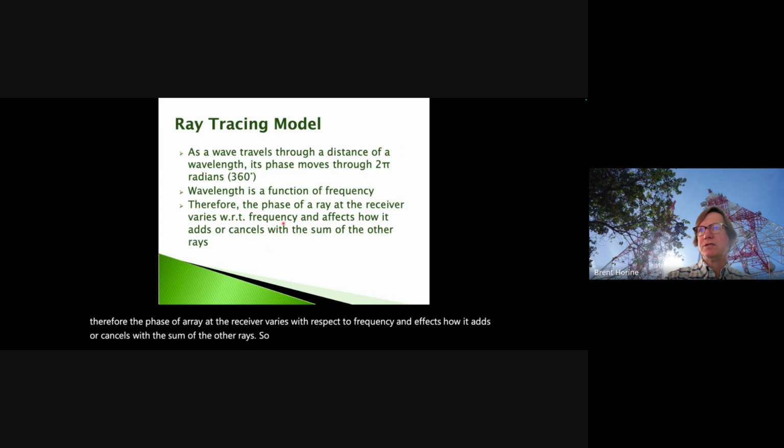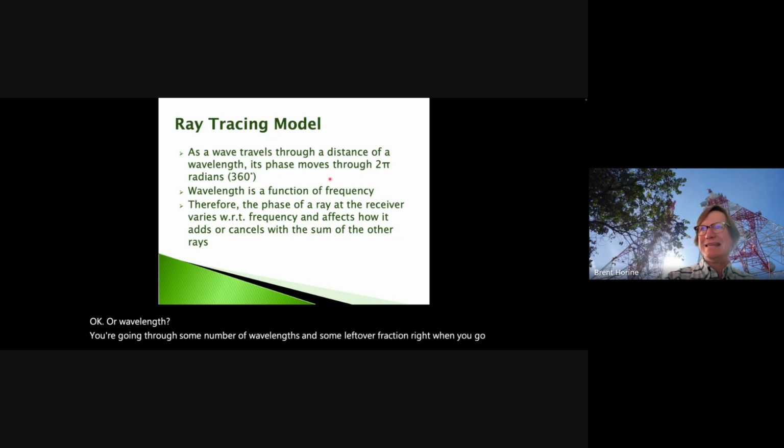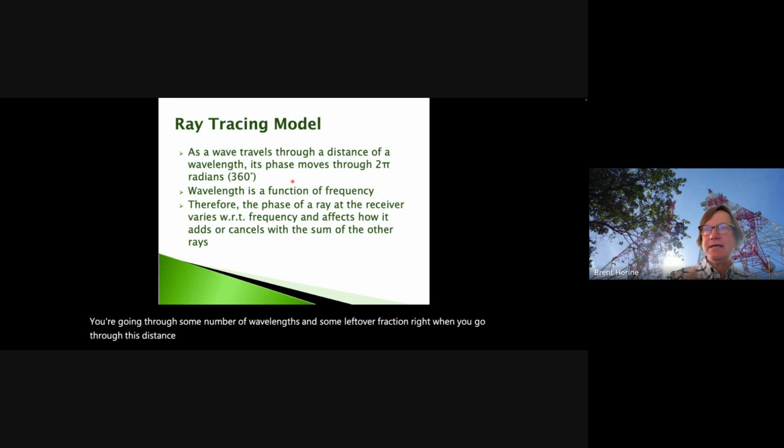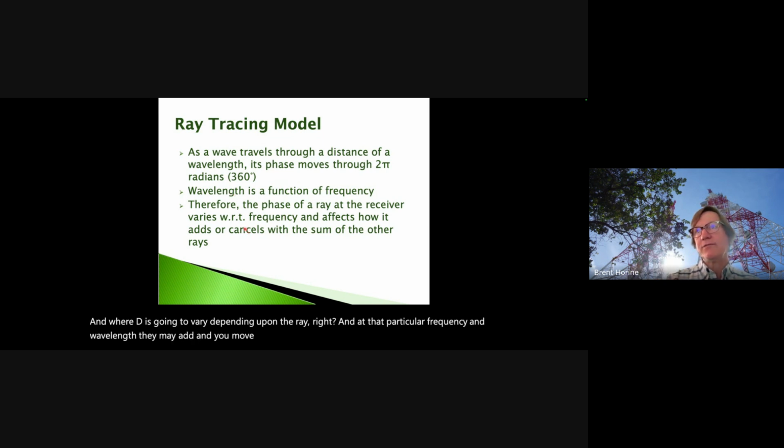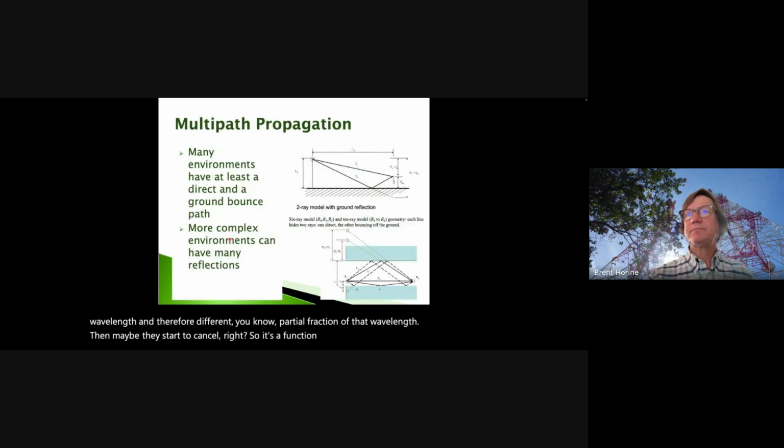So at one frequency, or wavelength, you're going through some number of wavelengths and some leftover fraction, right? When you go through this distance d, and where d is going to vary depending upon the ray, right? And at that particular frequency and wavelength, they may add, and you move a little bit off in frequency, and therefore a little bit different in wavelength, and therefore a different, partial fraction of that wavelength, then maybe they start to cancel, right? So it's a function of frequency. So let's look at some examples.